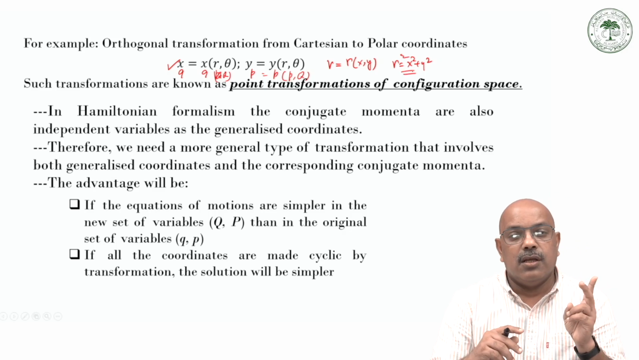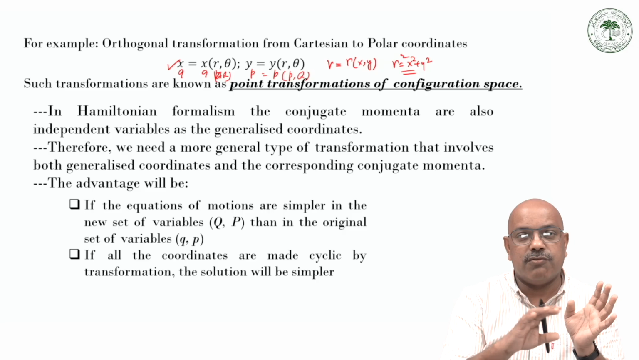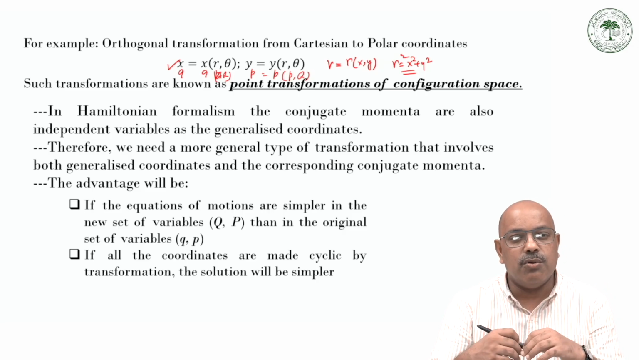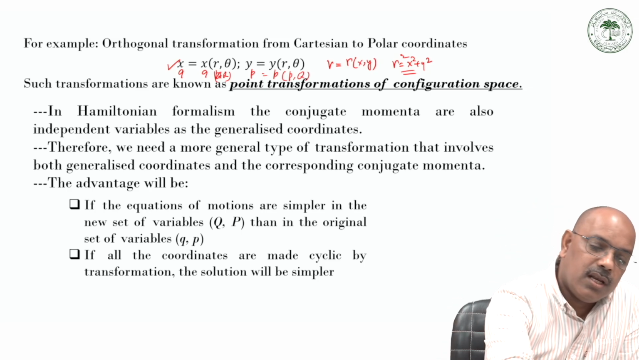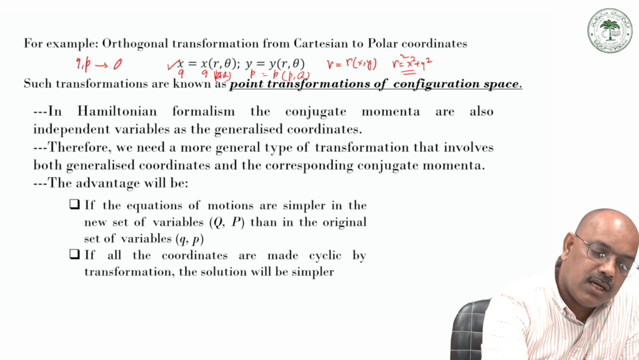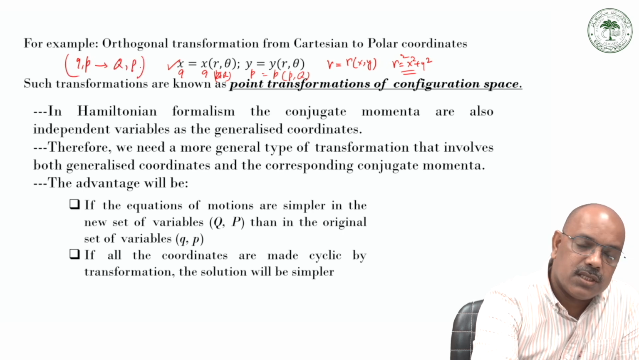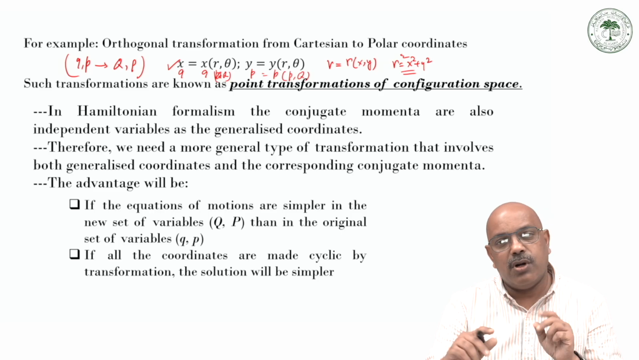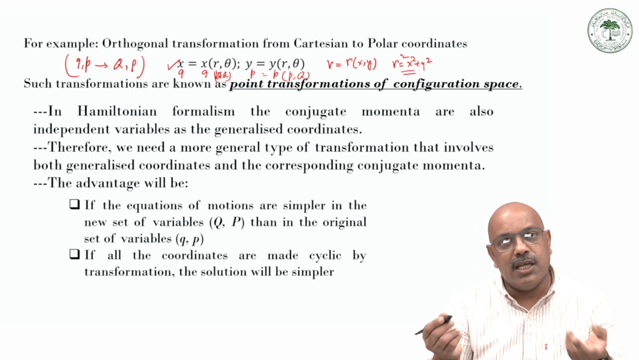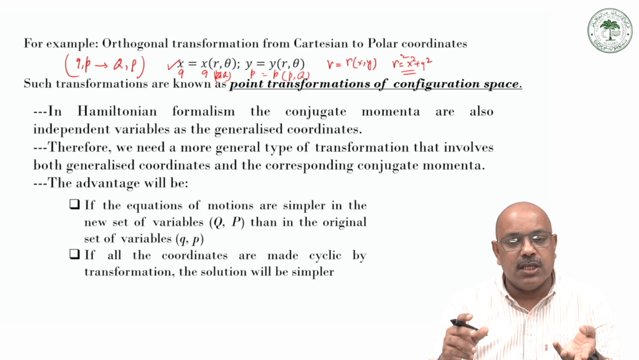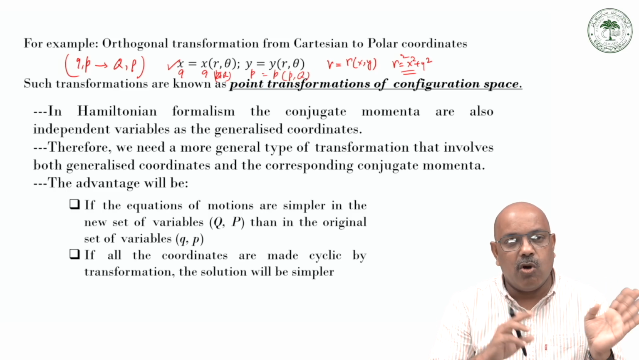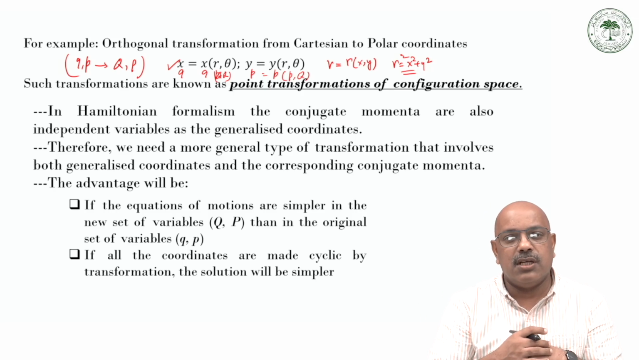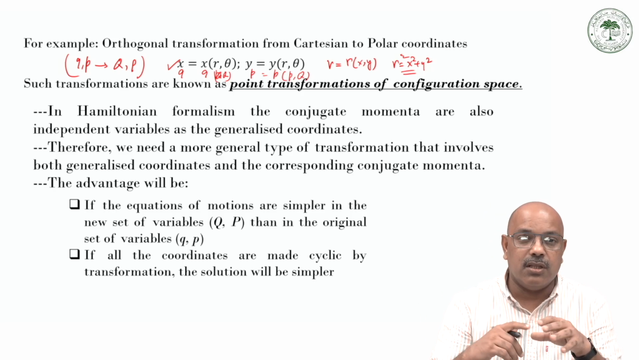So this is just to see that the transformation is feasible, and such transformations are known as point transformations of configuration space. What we are talking about is the transformation from small qp to capital QP. These Q and P are my generalized coordinates, and when we talk about generalized coordinates, these are always in the configuration space. So whatever transformation I am doing is always in the configuration space. So this small qp to capital QP transformation is a point transformation in the configuration space.